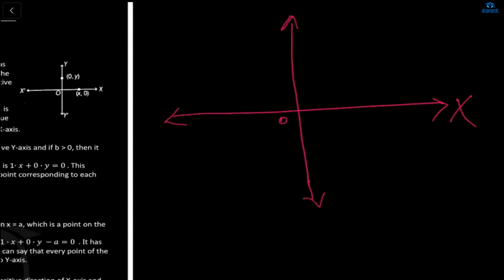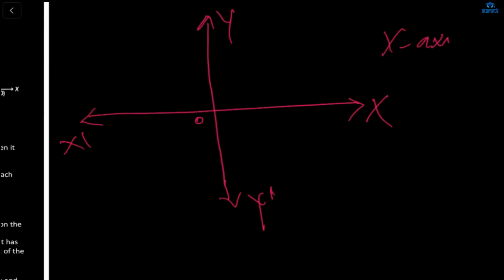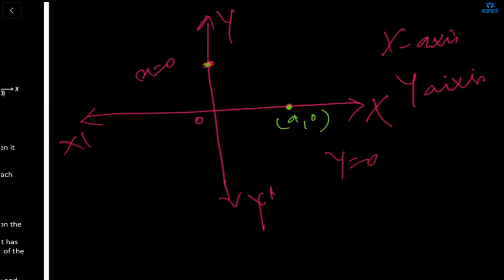Okay, so it is XOX' and YOY'. We have two axes, the x-axis and the y-axis. For a point which lies on the x-axis, y is equal to 0, and for a point that lies on the y-axis, x is equal to 0. If I am talking about this particular point, marked as A, it will be (a, 0). And if this point is B on the y-axis, it will be (0, b).